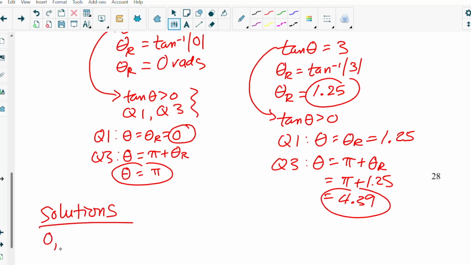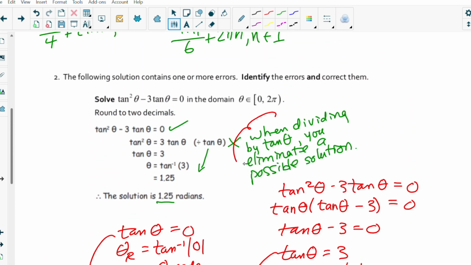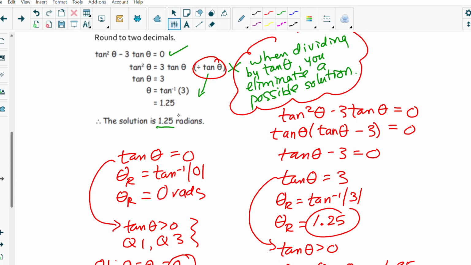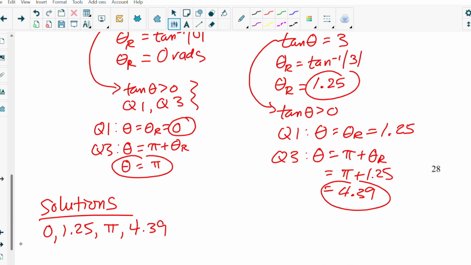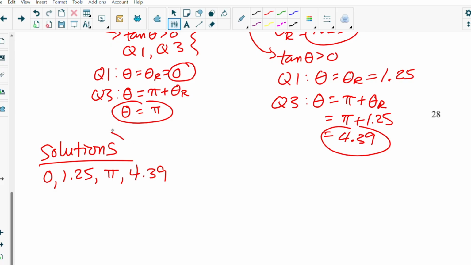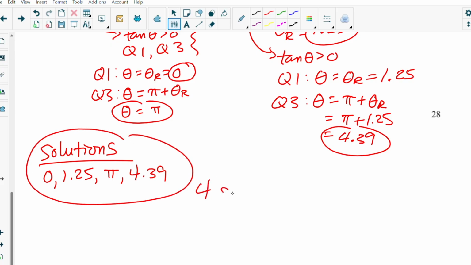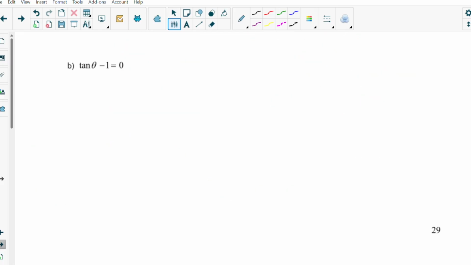Solutions: 0, 1.25 radians, pi radians, and 4.39 radians. So when we make an error like this, where we divide out one of our solutions, the original solution had one solution, 1.25. Look what happens when you divide that out. We should have 4 solutions. Okay, so just be careful when you're doing that. Next page.